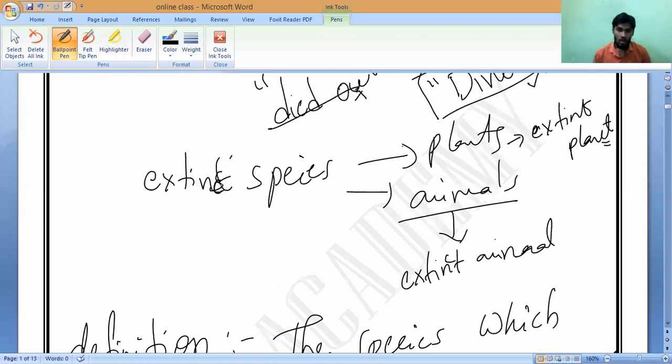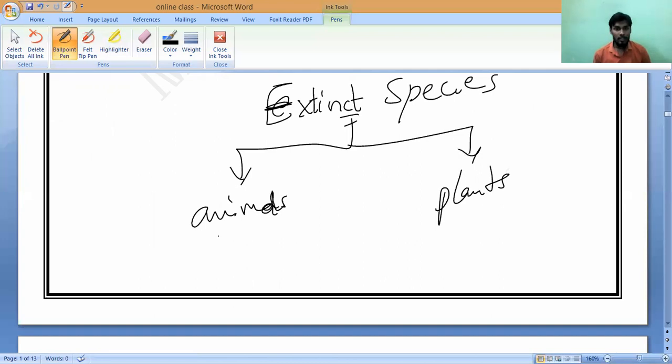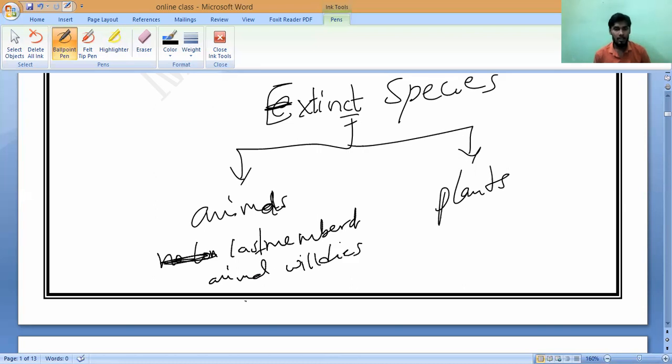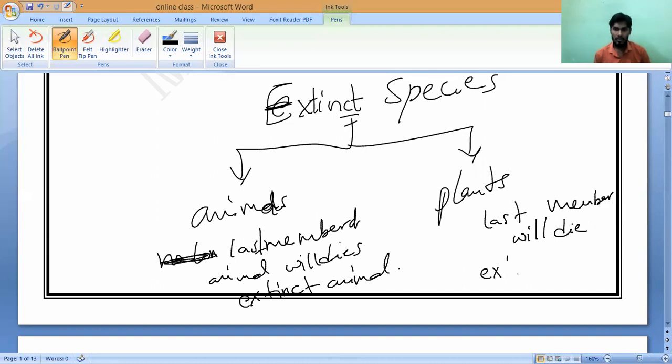Okay. So now, extinct species. If it is an animal, when the last member of the species dies, then we can say that animal is what? Extinct animal. What should we call it? Extinct animal. Now, if the last member of a plant family dies, then we can say that is what? Extinct plant.